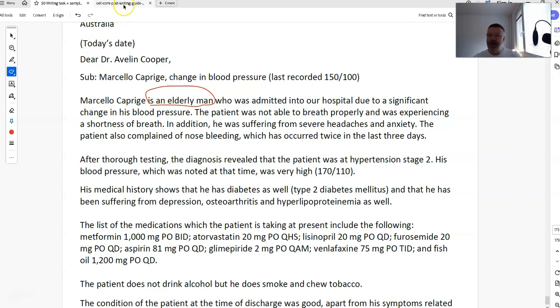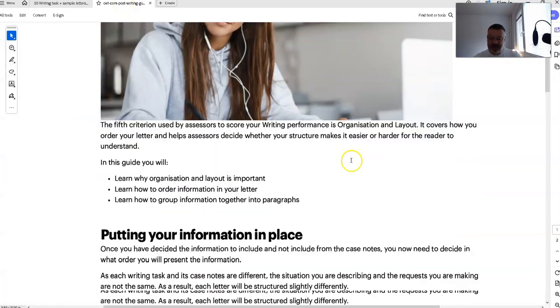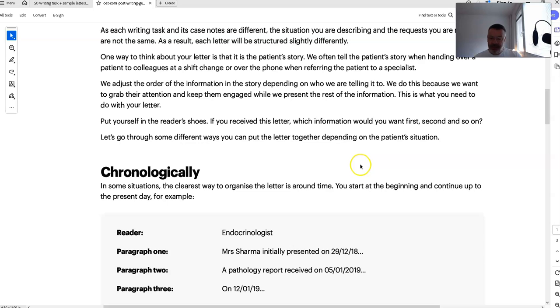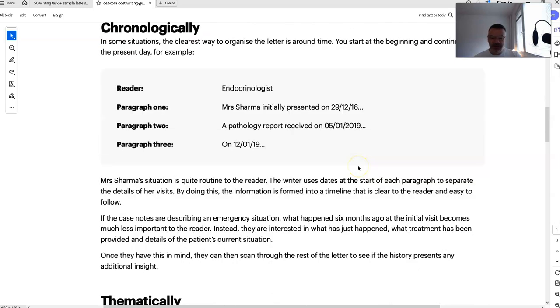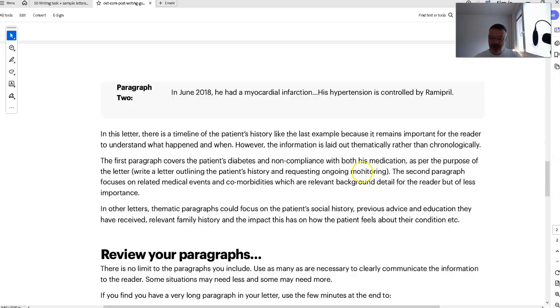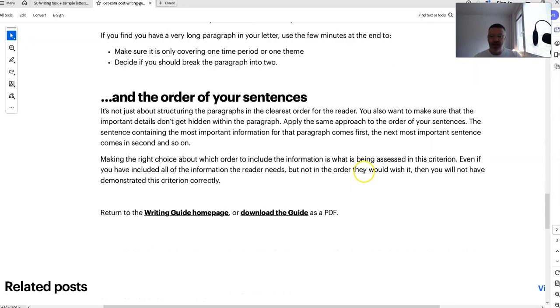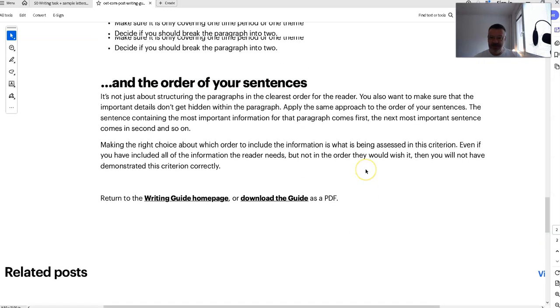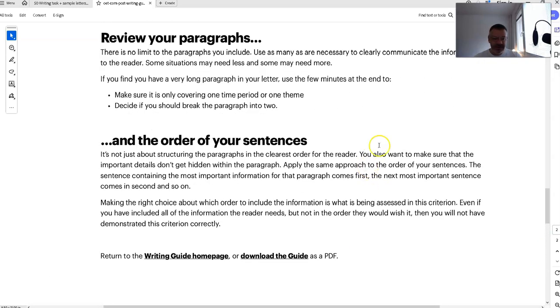Now, what does it say about grouping information? Okay, thematically. So you put the presenting complaint first. All right, let me see what it's got. Right, so structuring your paragraphs, right? Is it a purpose paragraph? Is it a history paragraph? Is it a visit? If it's urgent, that's paragraph 2, etc.